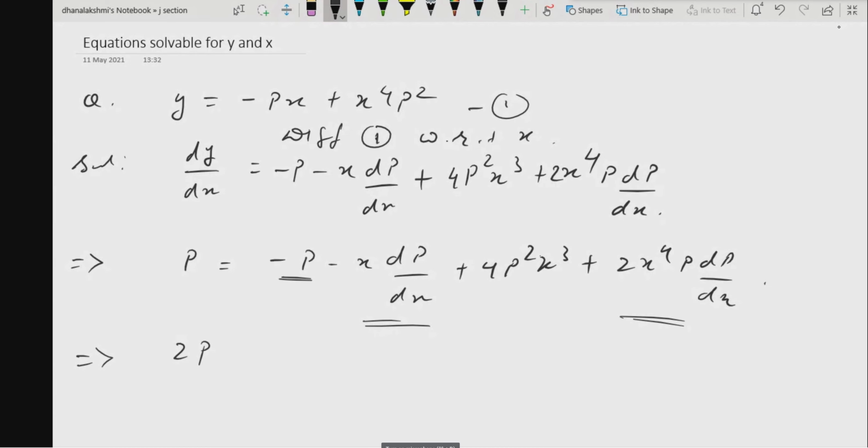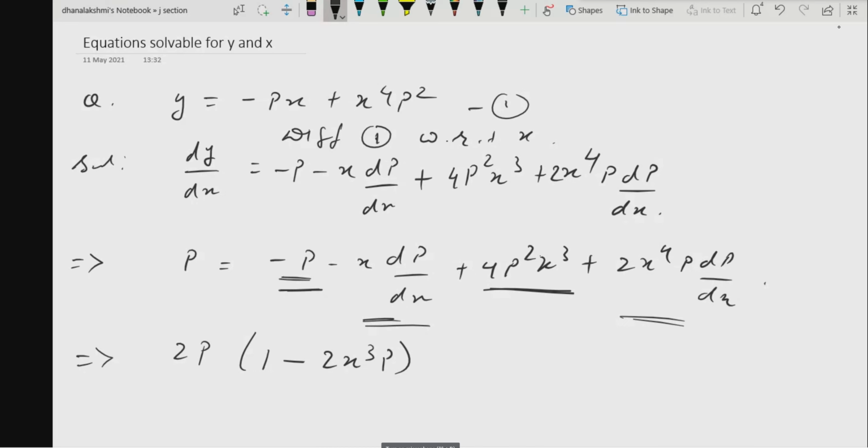I will get this p and p on one side, that will be 2p. Then I will have 4p square x cube. What term can I take common? If I take 2p common, I will be left with 1 minus 2x cube p. Will it be correct if I write like this? This term and this term I have written on the other side. So p and p will be 2p. Then I have 4p square x cube. Both the terms I have taken 2p common and I have written it as 1 minus 2x cube p. Can I write it? Yes, ma'am.